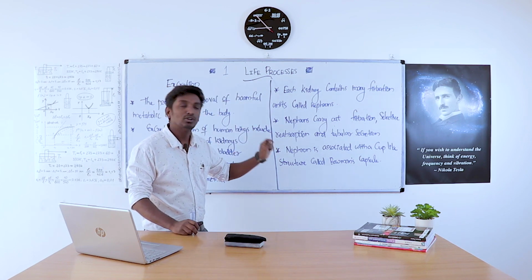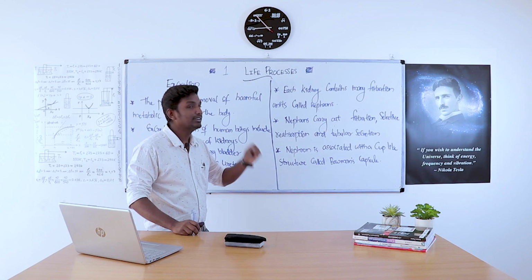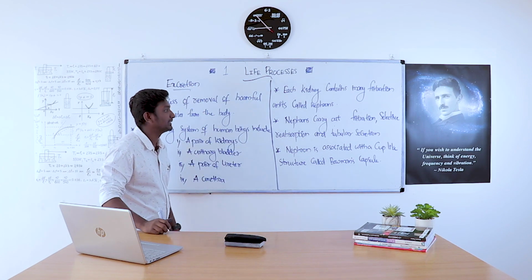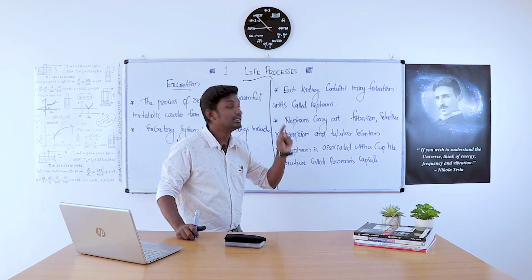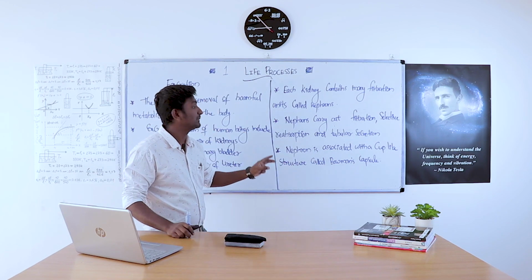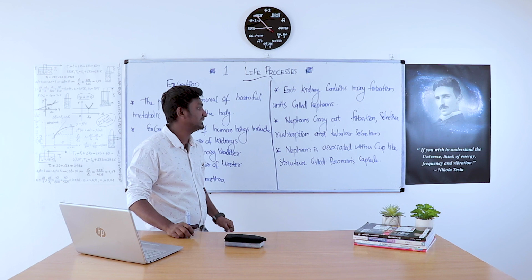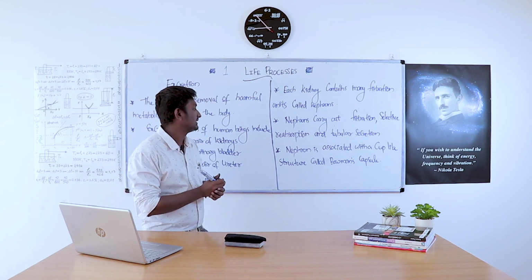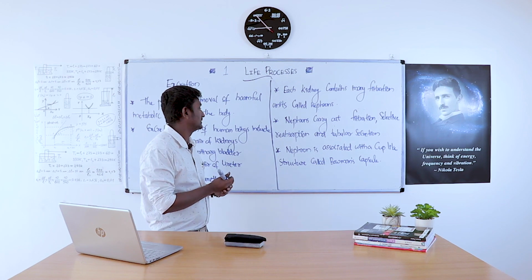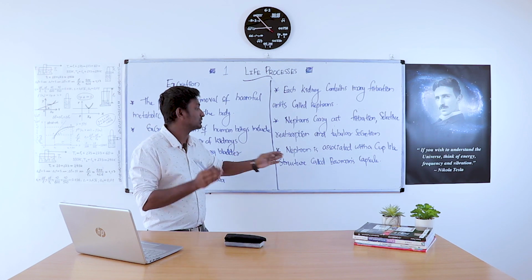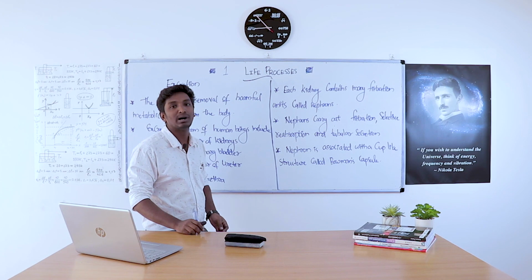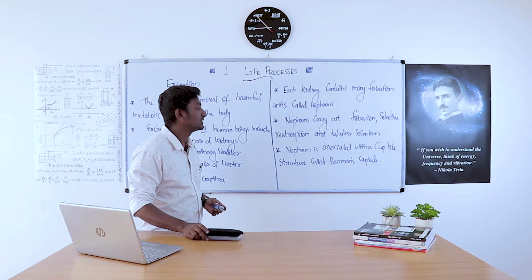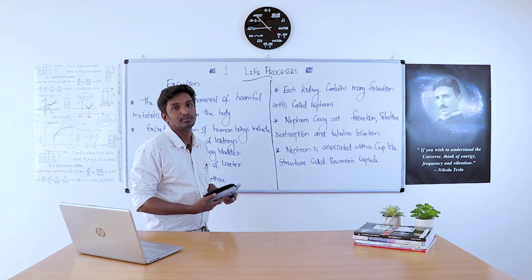The functions of nephrons are filtration, selective reabsorption, and tubular secretion. The nephron is associated with a cup-like structure called Bowman's capsule.